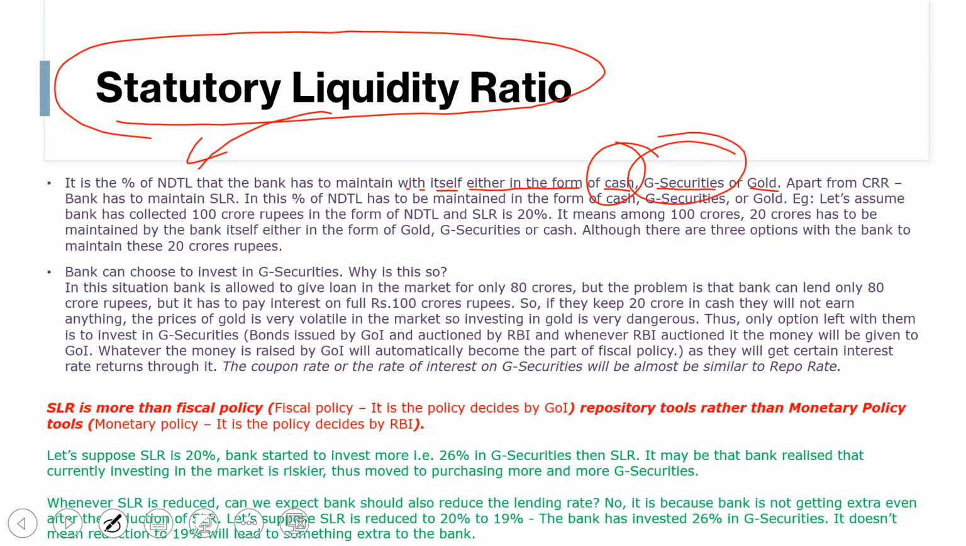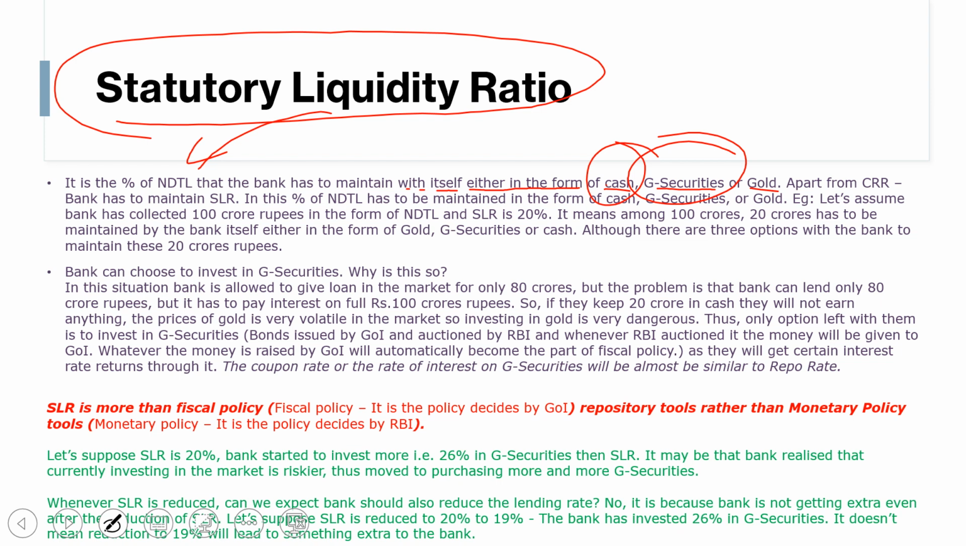G securities means the government issues some bonds. If the government needs money, it issues a bond and takes money from the bank, and after some period of time the government will return that money. Then you have to return the G securities and the government will pay some interest on that. That is something called a G security, that is a bond. Then you have cash and then you have gold.